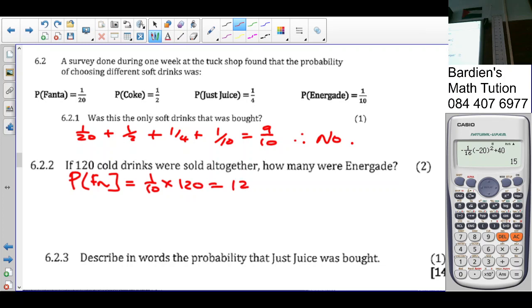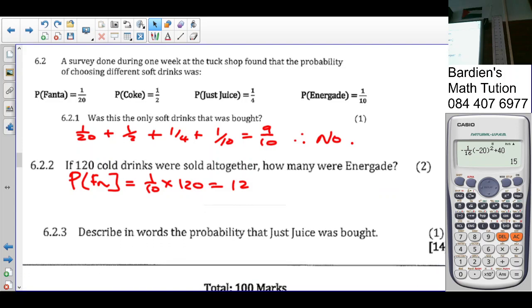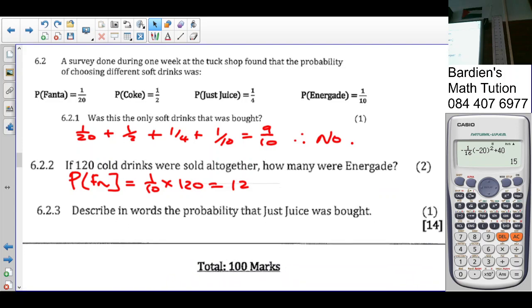Okay? Give me 1 minute. The last question says, describe in words the probability that Just Juice was bought. So the Just Juice comes in at a quarter. So we can say that for every 4 drinks sold, 1 was Just Juice. Or I would say 1 in every 4 of the drinks sold was Just Juice. That would be a fair explanation.